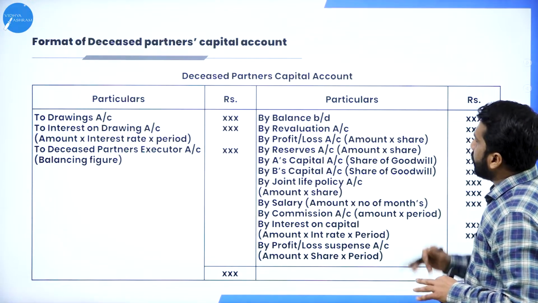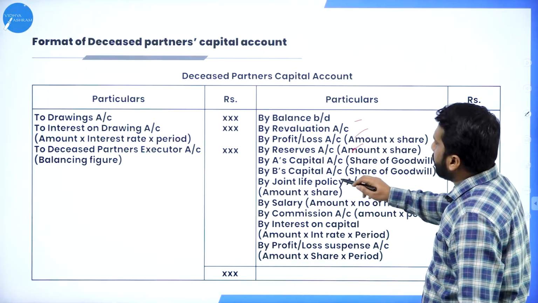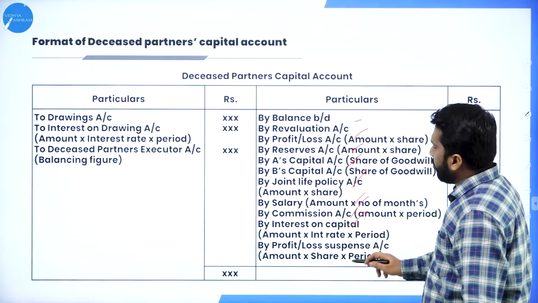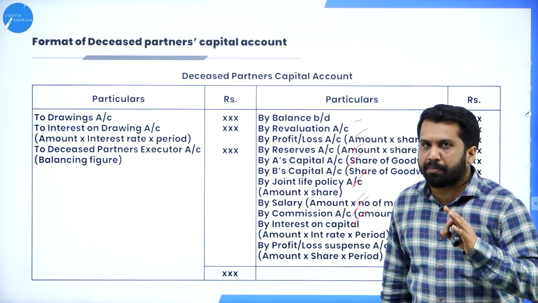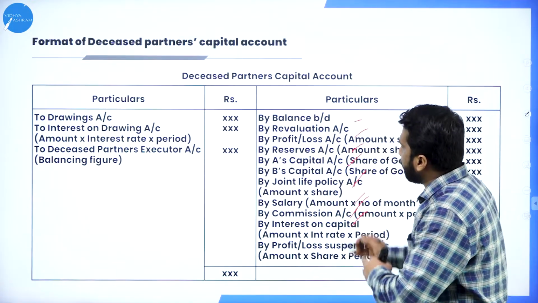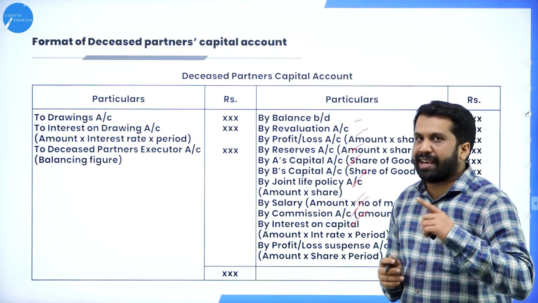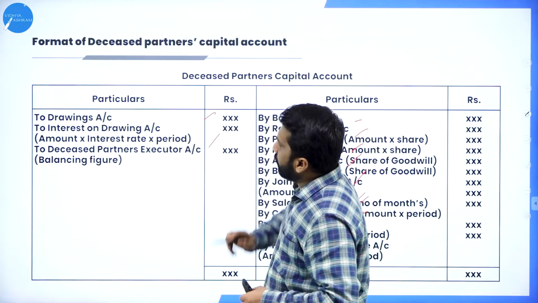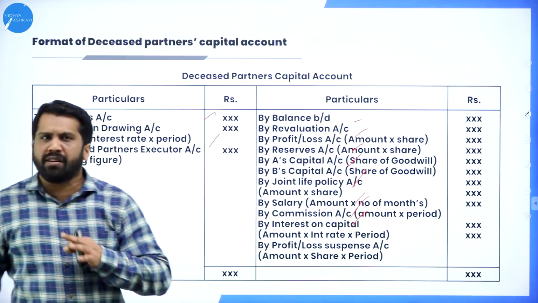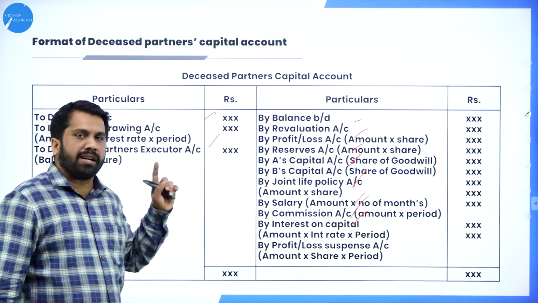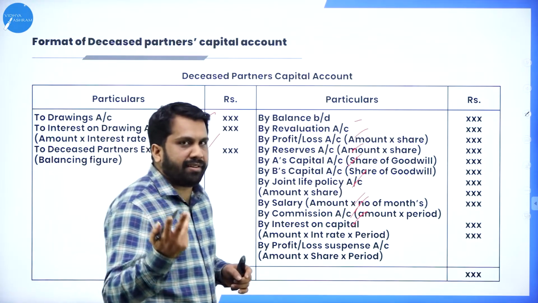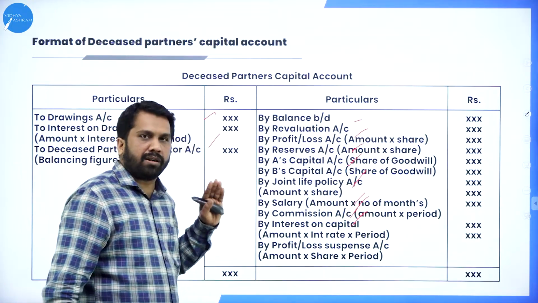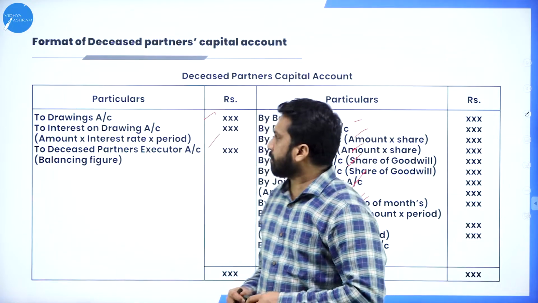Now, you will get balance brought down, profit, reserve, capital, joint life policy, salary, commission, interest, whatever you are supposed to pay to that particular partner. Everything is included in this calculation except drawings. Interest on drawings will also not come on the credit side. Other than these two, everything comes under credit. Debit side, what will come? Drawings and interest on drawings. Other than these two, everything should come under credit. Hope you are clear.